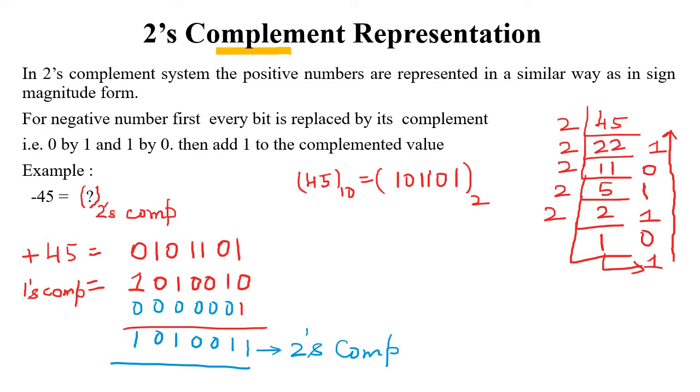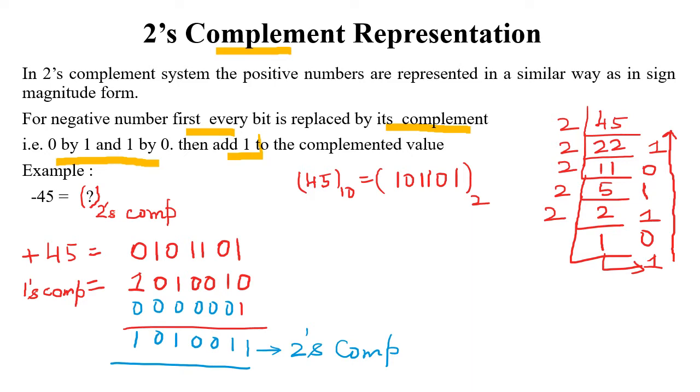That is, for every negative number, first every bit is replaced by its complement, that is 0 by 1 and 1 by 0. This is the one's complement of the number. Then add 1 to this complemented value.